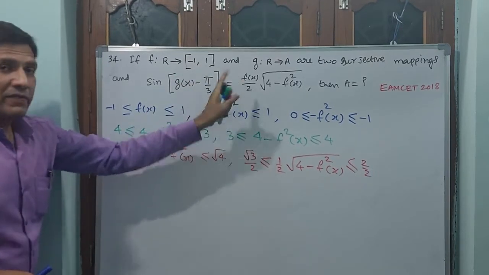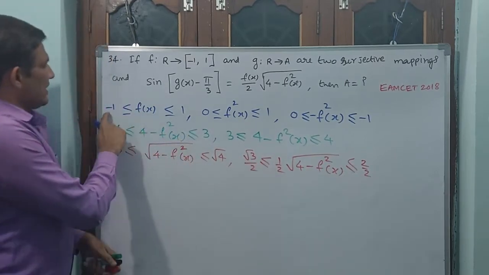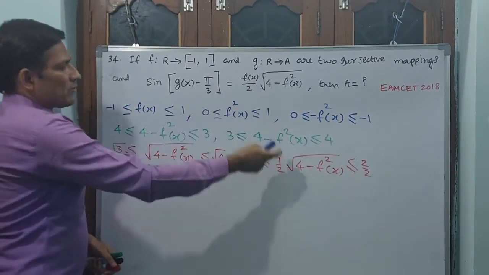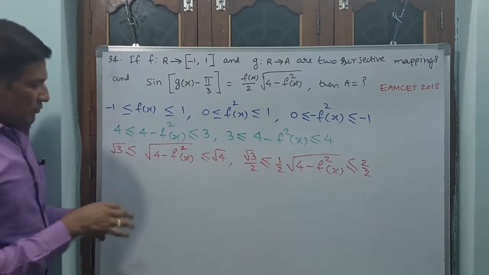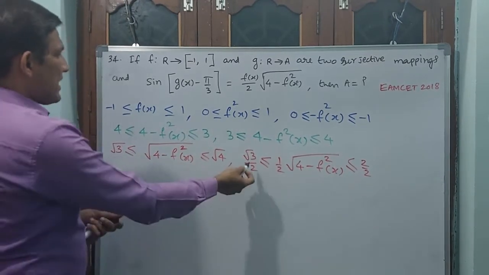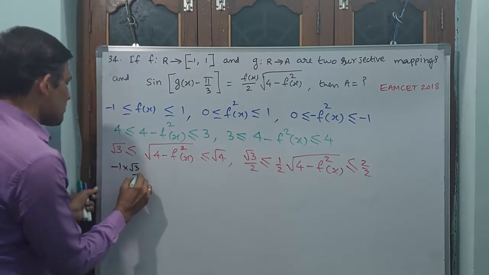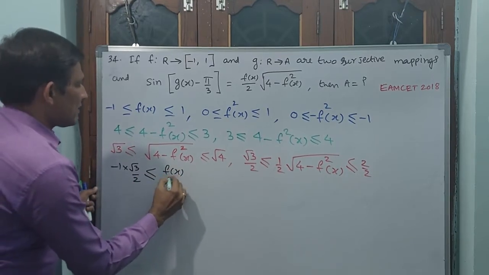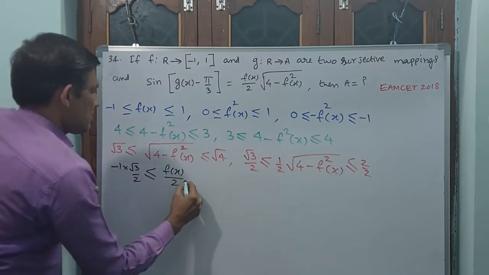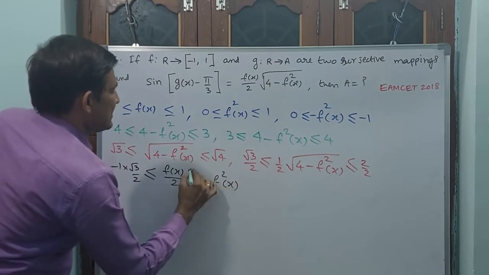F of x. In between you have to write only f of x. Why? Because f of x is -1 to 1. Already we have written here -1 to 1. Same f of x you are keeping here, means -1, 1. You have to multiply both sides. See what I am doing now. -1 into root 3 by 2 is this side. And here f of x will be there, earlier not there, divided by 4 minus f square x.